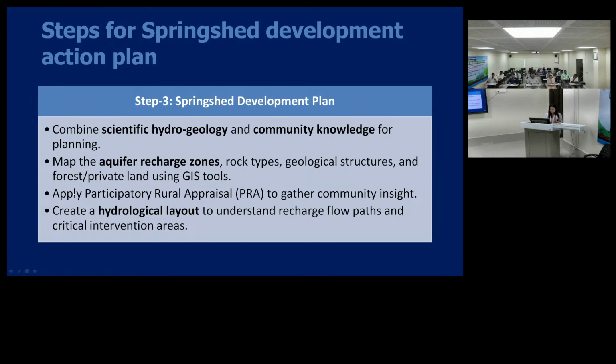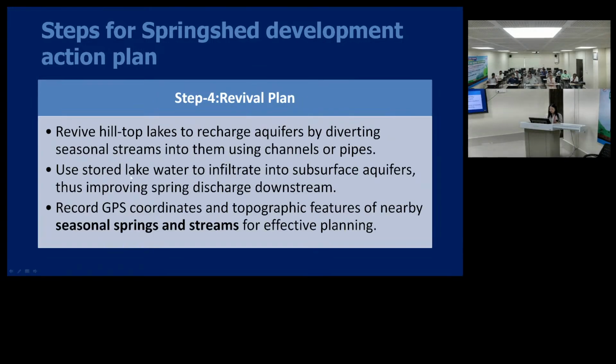And then the third is to apply participatory rural appraisal to gather community insight on that spring. And lastly, we can create a hydrogeological layout of that to understand the recharge flow pattern and critical intervention areas. So this is step 3. Now next is step 4. We are using all the first 3 steps. Now we have mapped the recharge area.